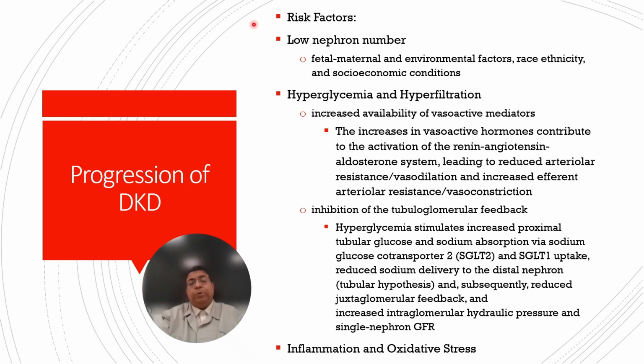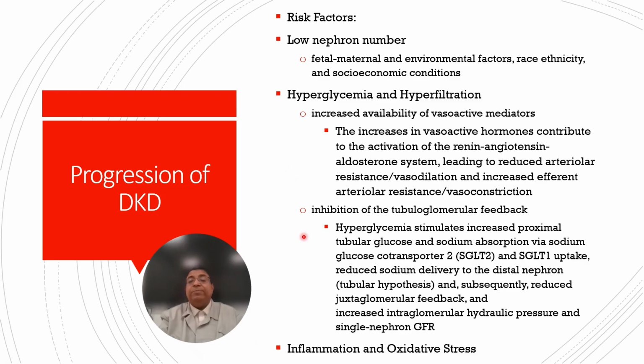Risk factors for progression of diabetic kidney disease include low nephron number, whether it's from fetal maternal factors or environmental factors, race, ethnicity, or socioeconomic conditions. Hyperglycemia and hyperfiltration are big risk factors for progression of diabetic kidney disease. Increased availability of vasoactive mediators will contribute to RAS activation, leading to reduced afferent arteriolar resistance, vasodilation, and increased efferent arteriolar resistance, vasoconstriction.